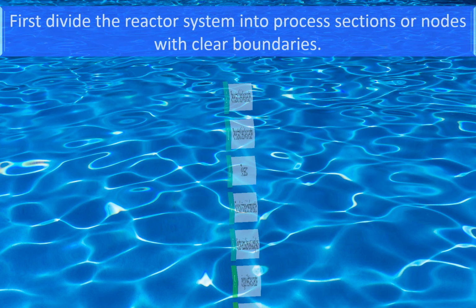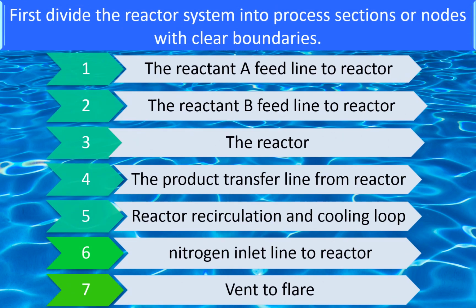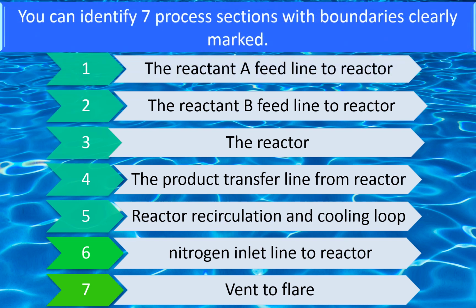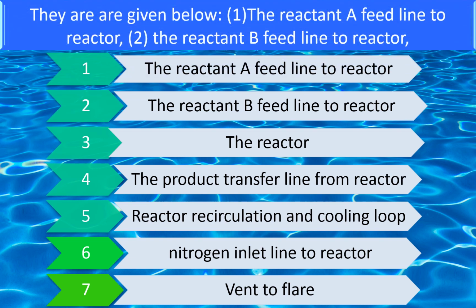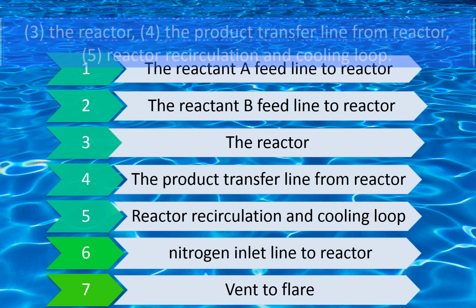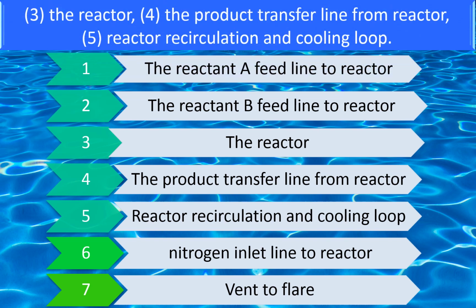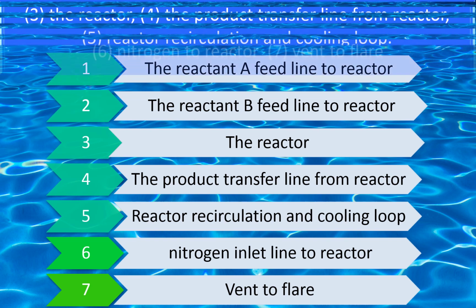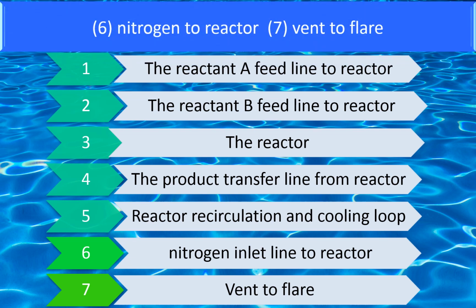First, divide the reactor system into process sections or nodes with clear boundaries. You can identify 7 process sections with boundaries clearly marked. They are given below. 1. The reactant A feed line to the reactor. 2. The reactant B feed line to reactor. 3. The reactor. 4. The product transfer line from reactor. 5. Reactor recirculation and cooling loop. 6. Nitrogen to reactor. And 7. Vent to flare.